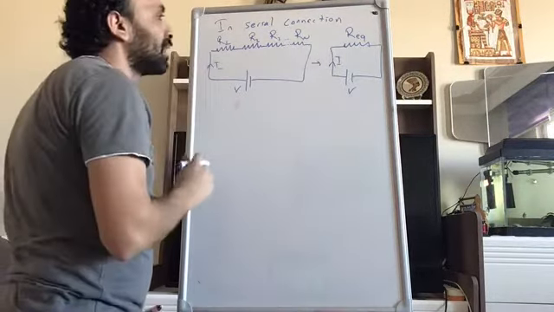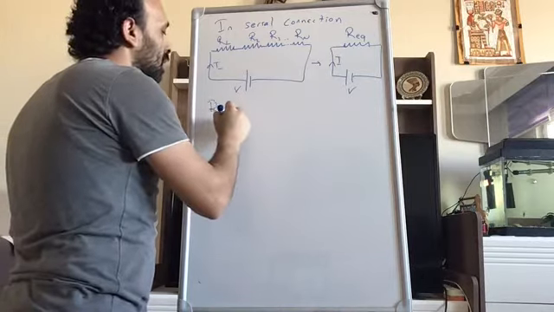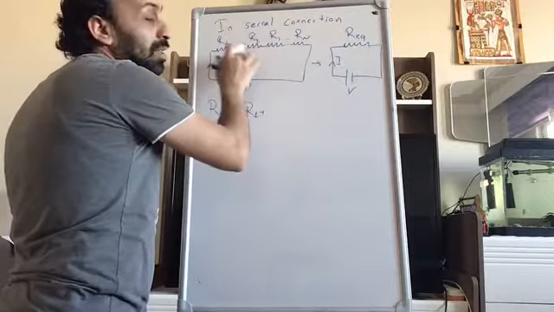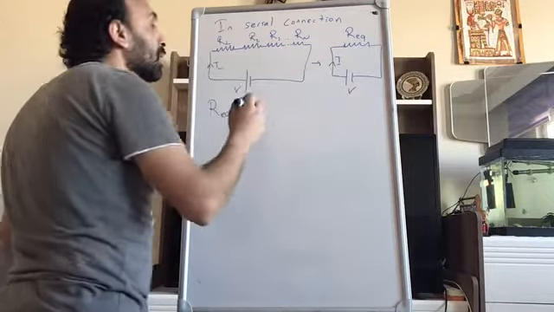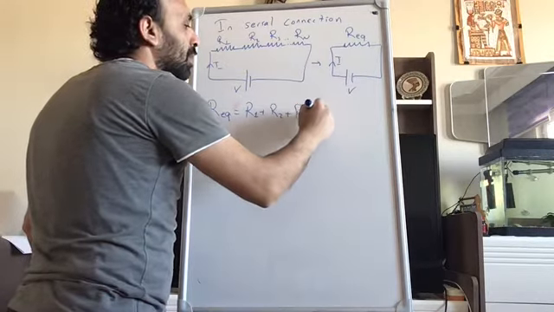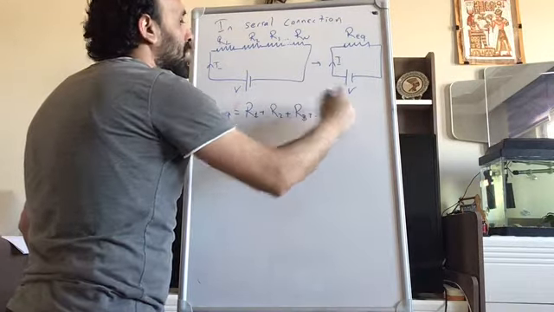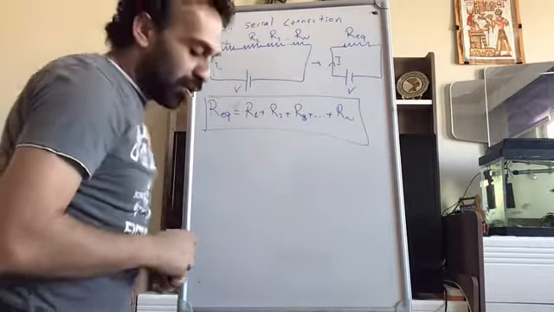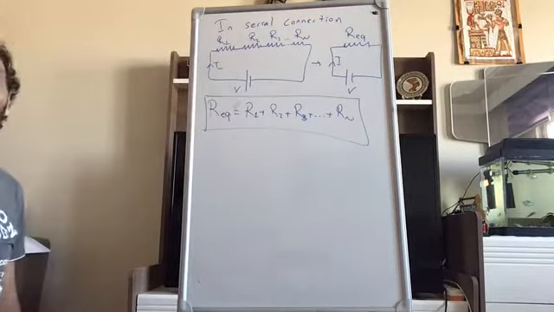So in serial connection, you can write the R equivalent is simply the summation of the whole resistance connected in your original circuit. So R1 plus R2 plus R3 plus Rn. So this is the generalization if you have more resistors than 2, 3 or 4.